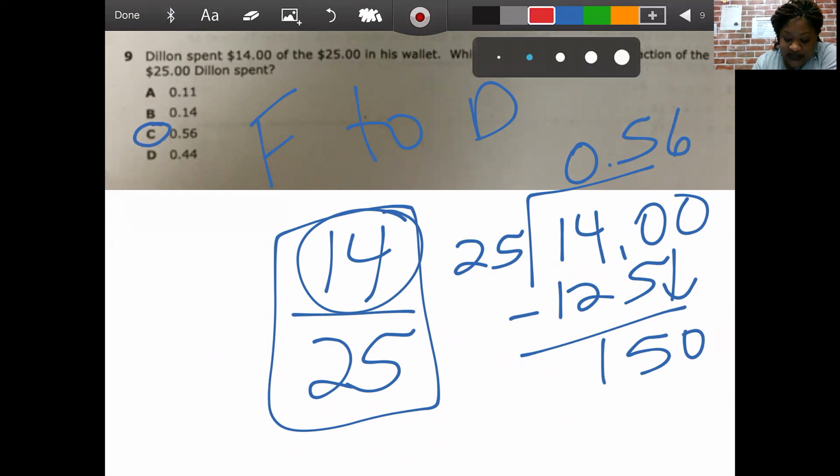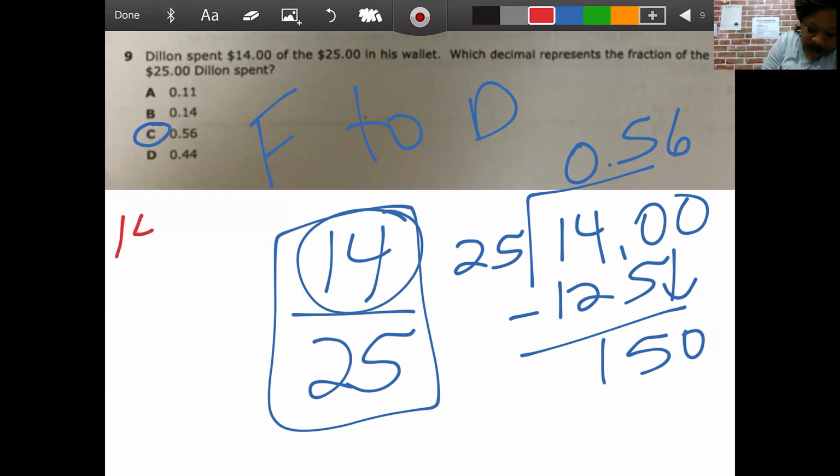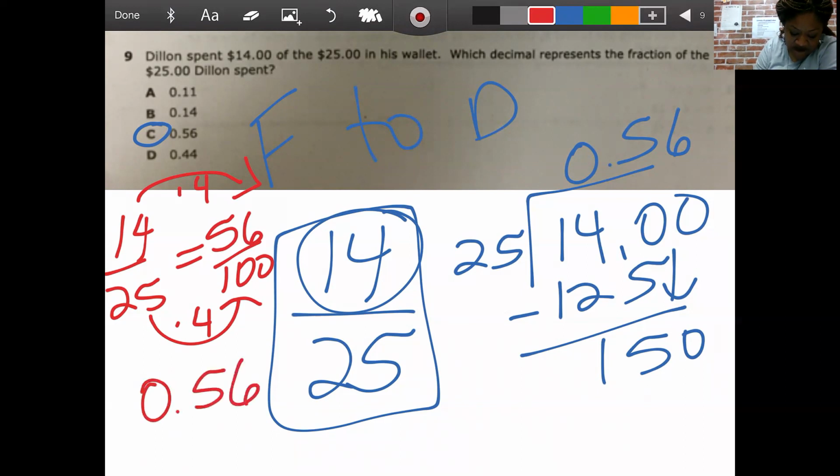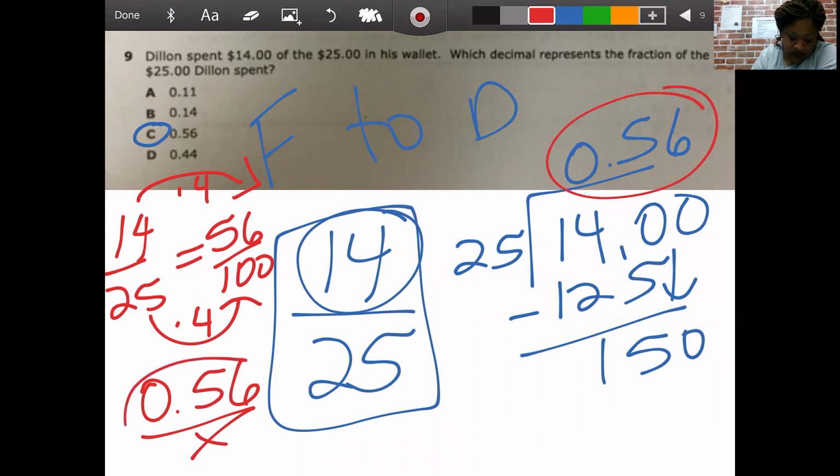Now, some of you guys like to scale. That's perfectly fine. You can find your answer that way. If you know how to scale your denominator to 100, if possible, then 25 times what number? It's 100, times 4. Same thing here, times 4. So then you would get 14 times 4 is 56. 56 hundredths, the way you say it is the way you write it. 56 hundredths. So you can get the answer either way.